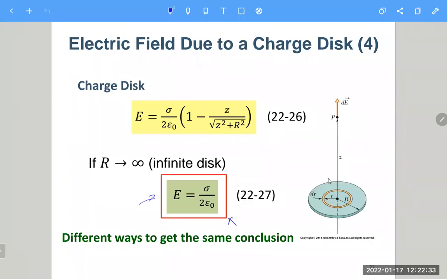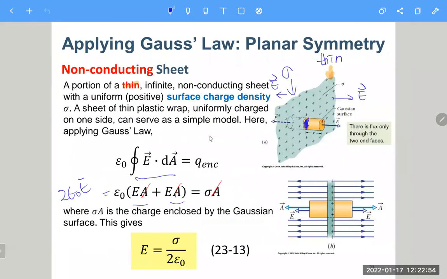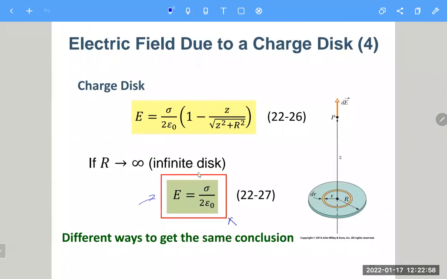If you still remember, we need to separate this into many rings with different radii. We try to find the E field at this point from the different rings, and we add them together using the integral. We still need to use integration, but we don't really need to know what this symbol is. So these are totally two different methods to find the same answer.